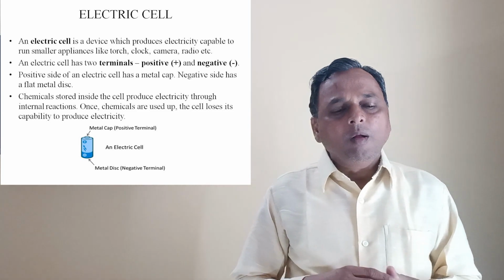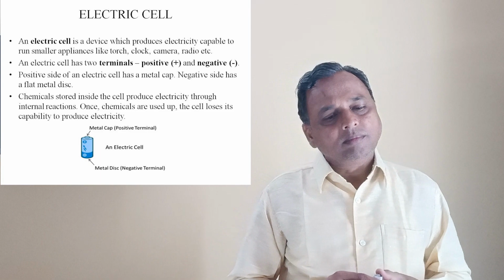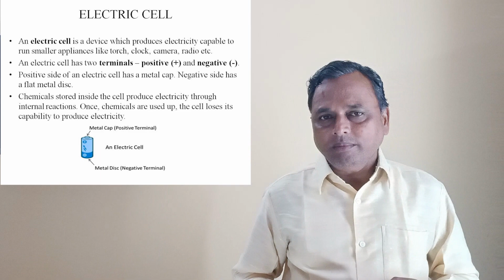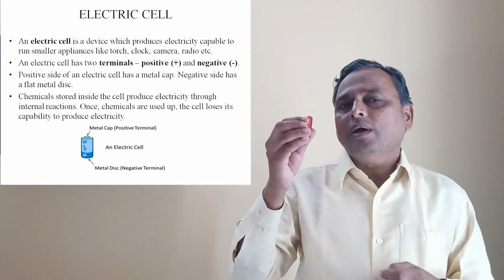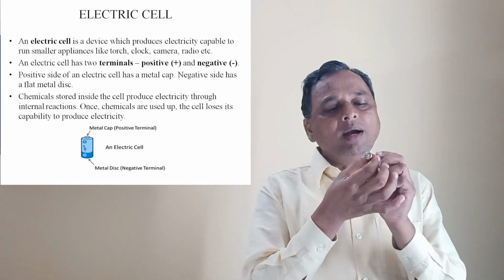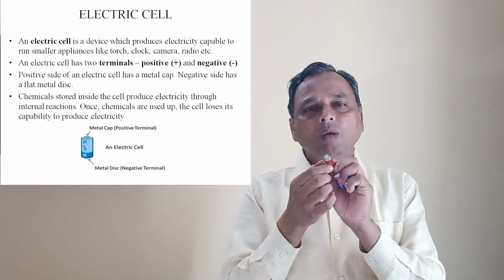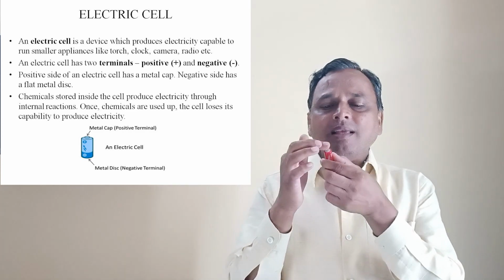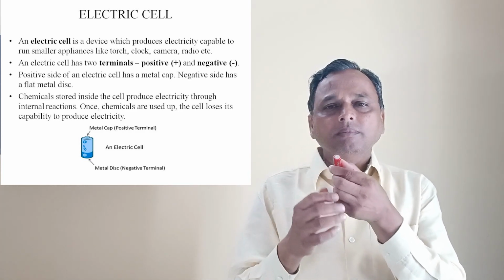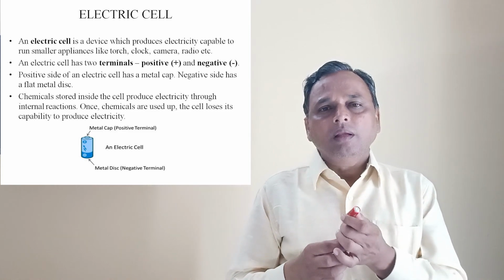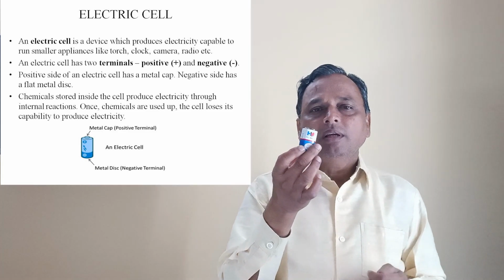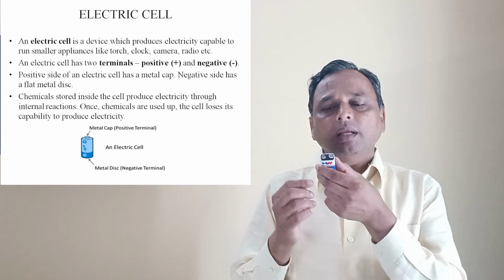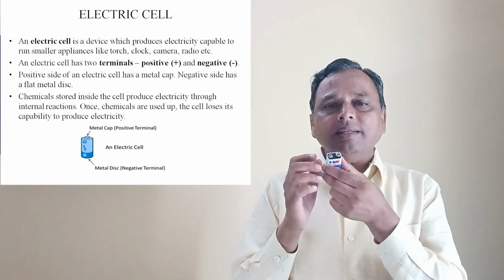Then, what is an electric cell? It's nothing but a battery. An electric cell is nothing but a battery. This battery has two parts. On one side there is a bulged part with a metal cap. That is the positive side. At the back, a flat metal part is there. That is the negative part. In this type of cell, where positive and negative are side by side, the smaller one is positive and the slightly larger one is negative.